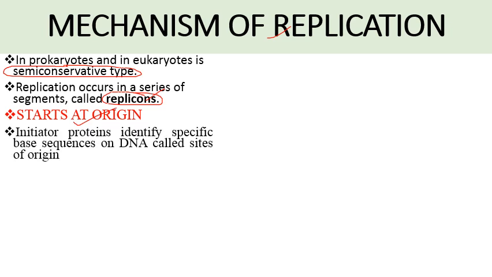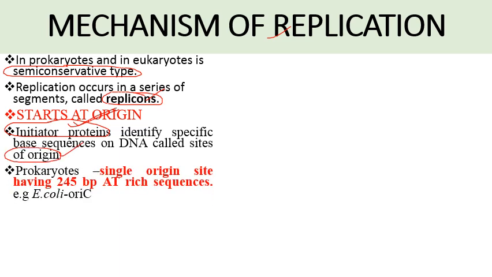For this initiation, proteins identify specific base sequences on DNA, called sites of origin. So the initiator proteins identify specific base sequences on DNA from where DNA replication starts, that is called site of origin. And in case of prokaryotes there is a single origin site, having 245 bases which are AT rich sequences, that is adenine or thymine rich sequences. For example, in case of E. coli, oriC, origin of replication C.